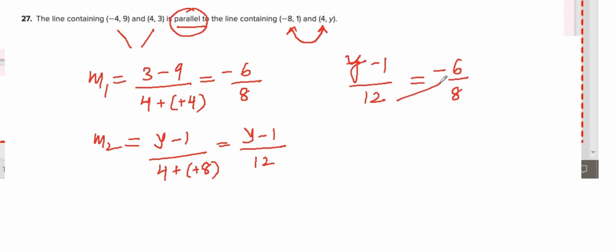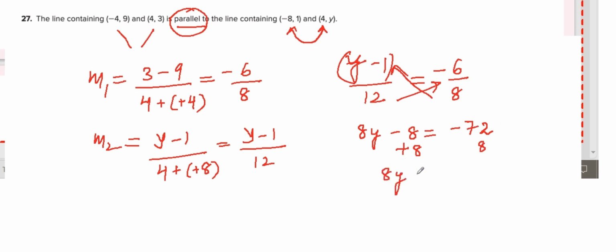are parallel. Cross multiply here and here. So 8 multiplied with both, 8y minus 8, and 12 into 6 is minus 72, plus 8 plus 8. So 8y is equal to minus 64, divided by 8. So y is equal to minus 8.